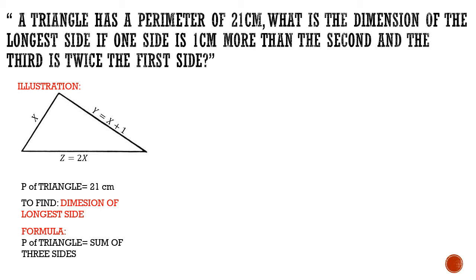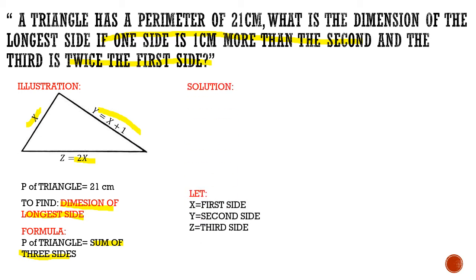So, here we are given the perimeter of the triangle, which is equivalent to 21 centimeter. So, ang pinapanap sa atin dito is yung dimension ng longest side. So, for the formula of perimeter ng triangle, it is the sum of all three sides. So, dito sinabi lang, nilet natin yung unang side as x, and sabi dito, if one side is 1 centimeter more than the second, so we have x plus 1. And the third side is twice the first side daw. So, if our first side is x, so we have 2x.